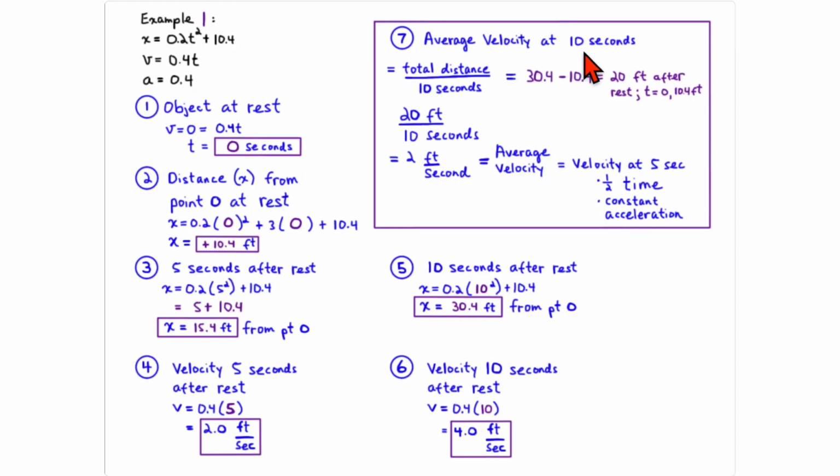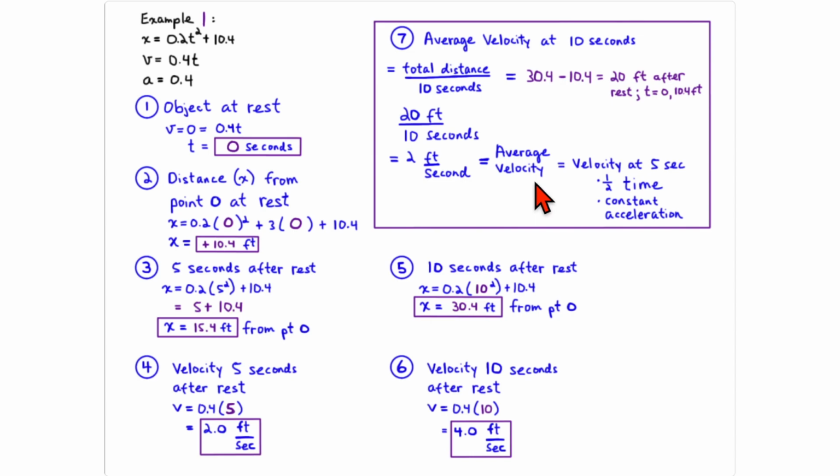So what's the average velocity at 10 seconds? Well, the total distance traveled in 10 seconds is 20 feet. So it's at 30 and 4/10 feet to the right of point 0. But remember, it started at 10 and 4/10 feet to the right of point 0. So you have to subtract that 10 and 4/10 feet. So that body has traveled 20 feet after rest. When time was 0, it was at 10 and 4/10 feet. So that 20 feet divided by a total time of 10 seconds is 2 feet per second. That is equal to the average velocity.